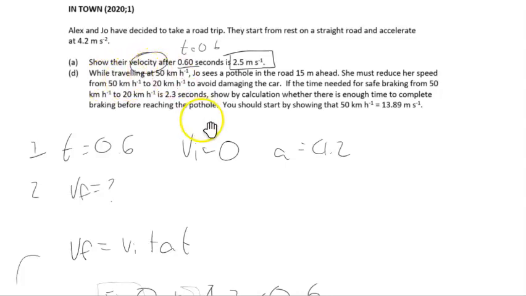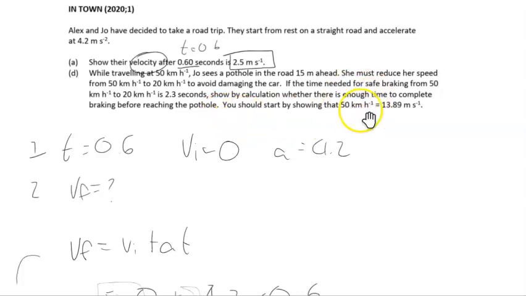While traveling at 50 kilometers an hour, Joe sees a pothole in the road 15 meters ahead. She must reduce her speed from 50 to 20 kilometers an hour to avoid damaging the car. If the time needed for safe braking from 50 to 20 is 2.3 seconds, show by calculation whether there is enough time to complete the braking before the pothole.